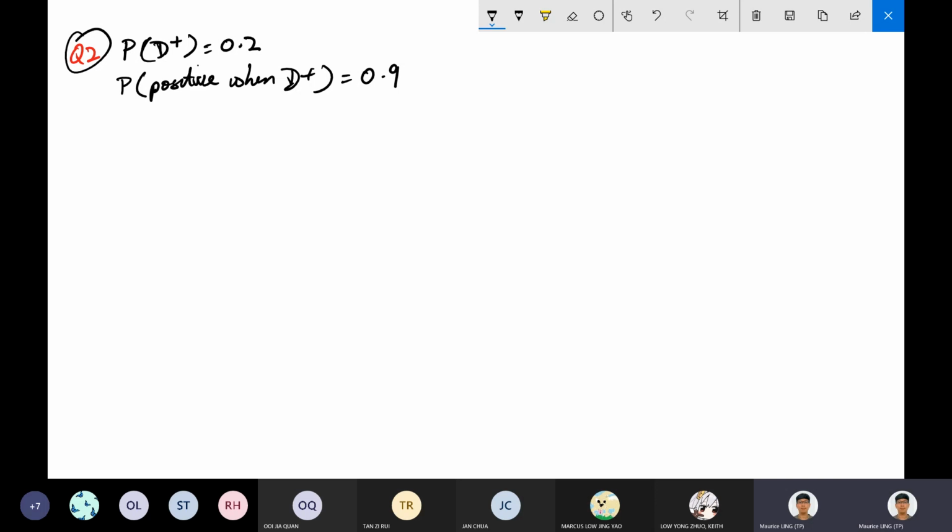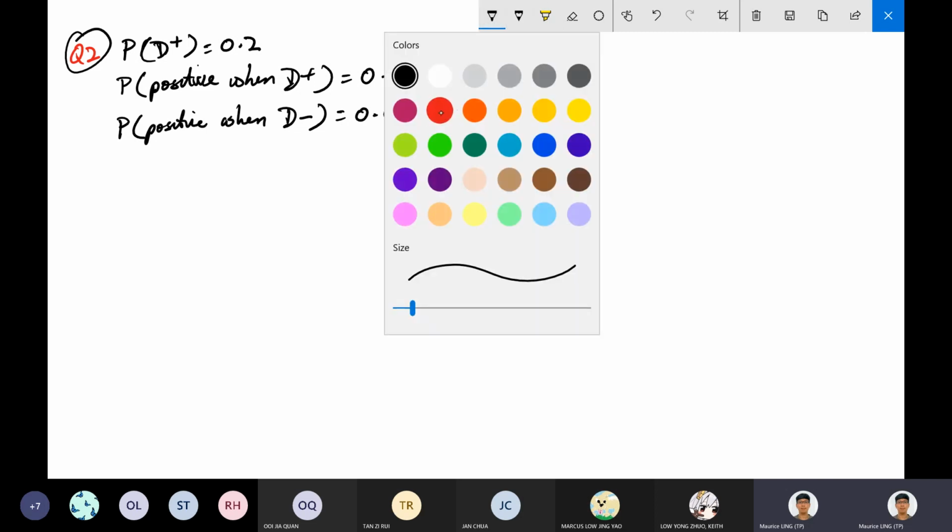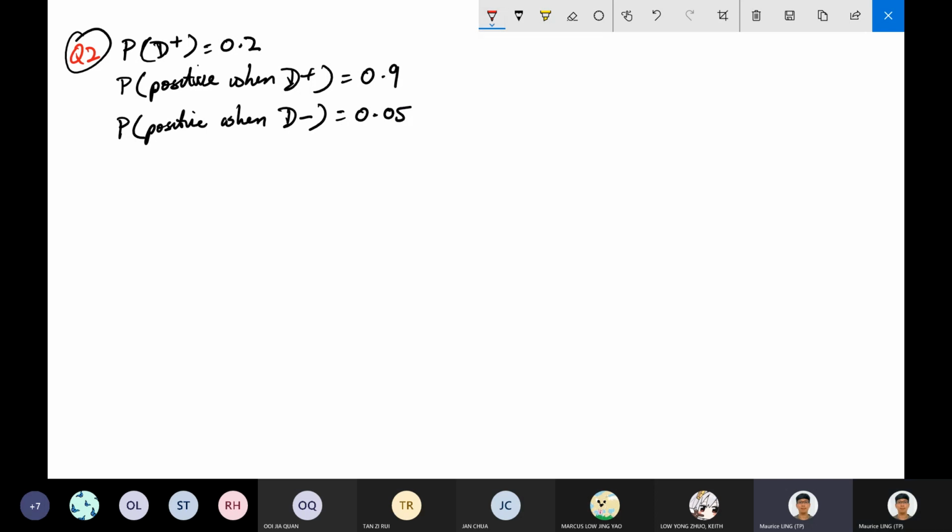How about for those who do not have the disease? The person can still have a positive result when this person is healthy, does not have the disease. The probability is 5%. So let me just put it out clearly first. This is basically the correct outcome, the chances of the correct outcome. This is technically the false positive. Make sense? You don't have a disease, but you're tested with a disease. That's called false positive.